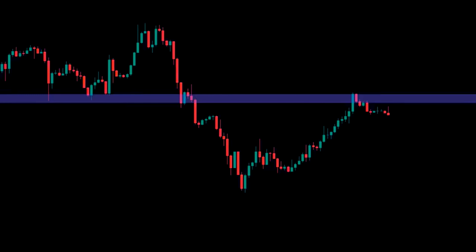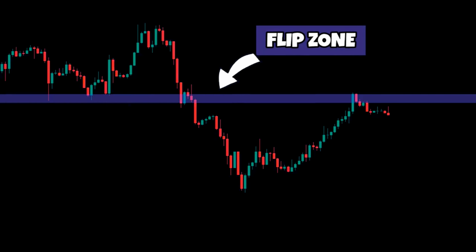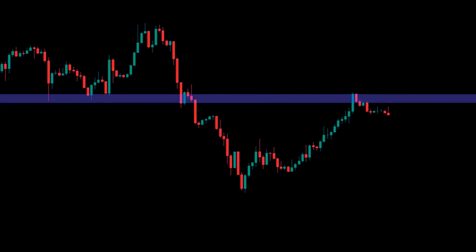Next, look here. We have a level that we call a flip zone because this level was acting as support earlier, and after the breakdown, it started acting as resistance. So here we can say that the market may not break this level and could face resistance. Next, we wait a bit.